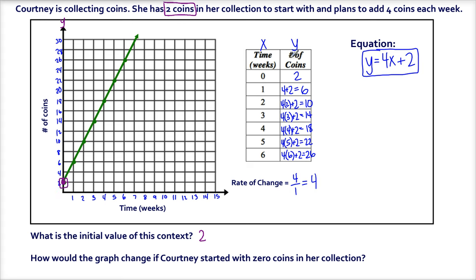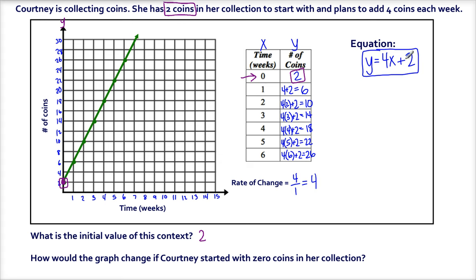On my table, you can find the initial value if you look for the start of 0. So look at where x equals 0, because that's where we start. We start at 0 and see what y equals. And notice that y is 2 when we start.